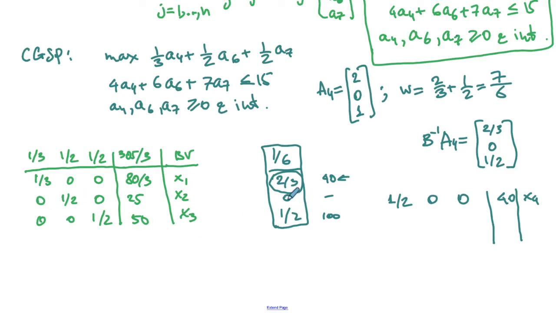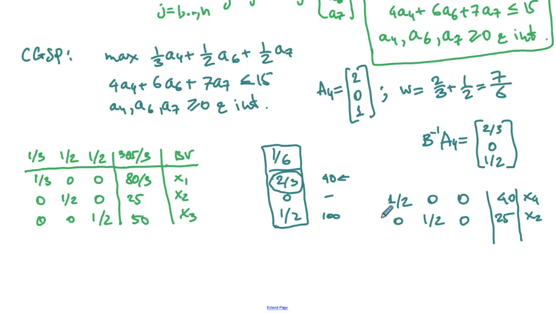For the second row, we already have 0 in this column here. Remember, we need to make all entries in this column other than the pivot element equal to 0 by applying elementary row operations. So we just copy the second row here, 0, 1/2, 0, 25, and the basic variable is still x2 here. And for the third row, what we need to do is multiply this by -1/2 and add it to the third row from here in order to obtain 0 in this position.